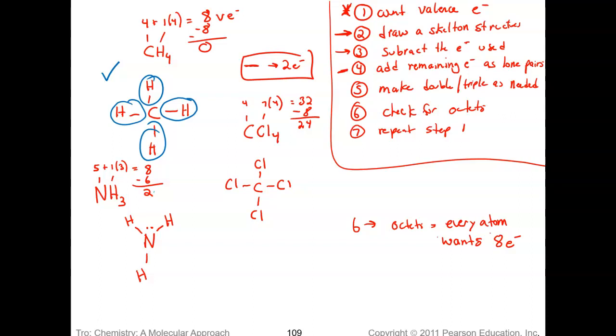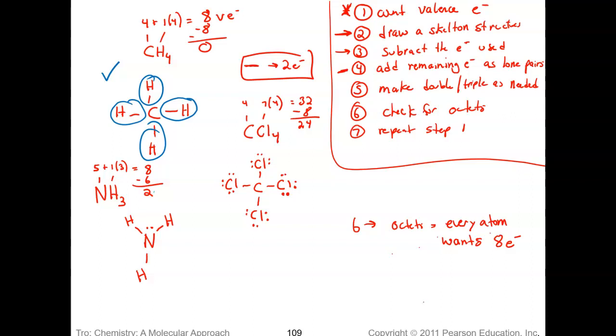So the next step is add the remaining as lone pairs. Now remember, everyone wants 8. So when we add electrons, we always add them as pairs. So there's 2, 4, 6, 8, 10, 12, 14, 16, 18, 20, 22, 24. Okay, so we've added all of our electrons. Now, it looks like we finished all of our atoms, so we don't have to make any double or triple bonds. We'll look at that one in a second.